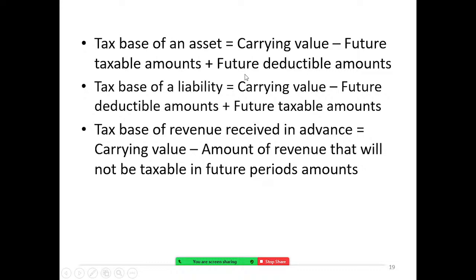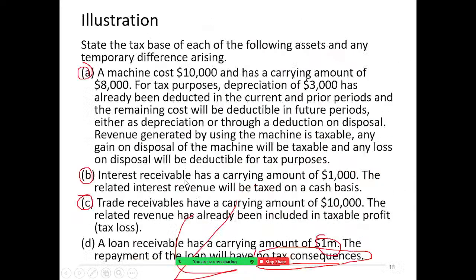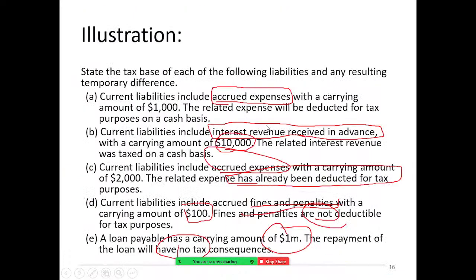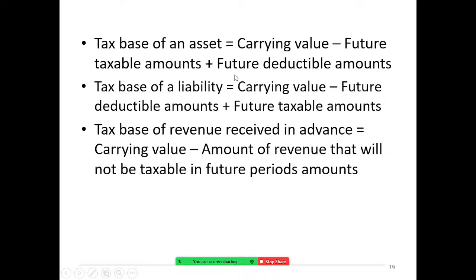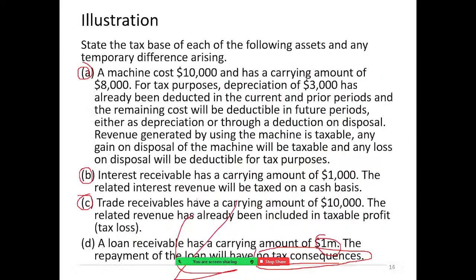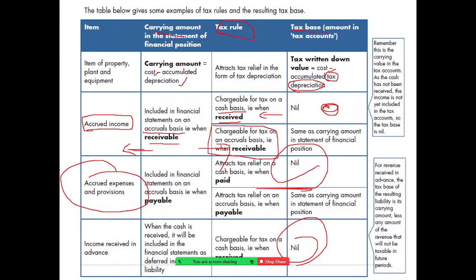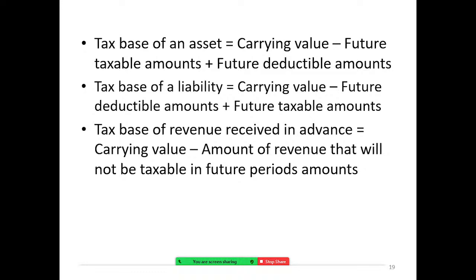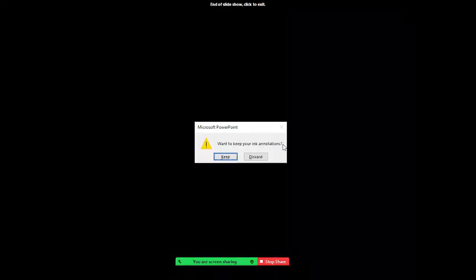So these are the definitions given, and earlier we have studied the definitions. You can find the same thing here: tax base of an asset, tax base of a liability, tax base of revenue received in advance. So it's up to you. If you understand this formula, then there is no need to remember this slide. If you remember this slide, then you don't need to worry about the formula. And I hope all of you got the point.